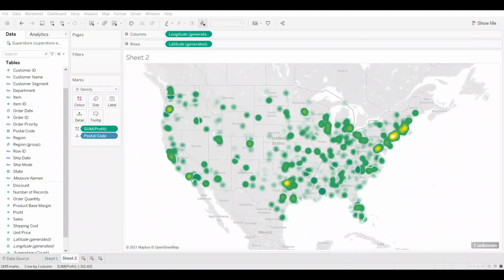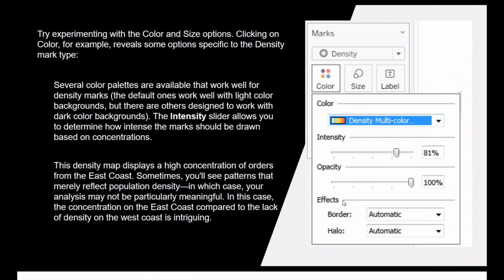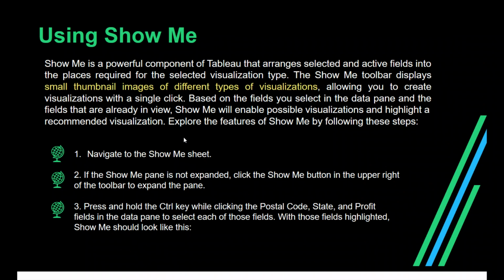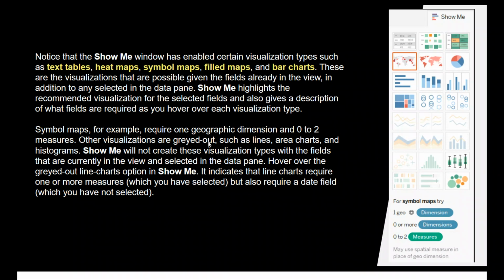So here's another example of a map, which is a density map. Let me switch to the slides. Over here, I explain in detail how to use this color scheme, so you can change the color from here. Density multicolor is maybe the best, and you have the intensity. You can gauge the intensity and the opacity and different effects. If you want to add borders or halo around it, please play around with this for about 5 minutes so that you could get used to it.